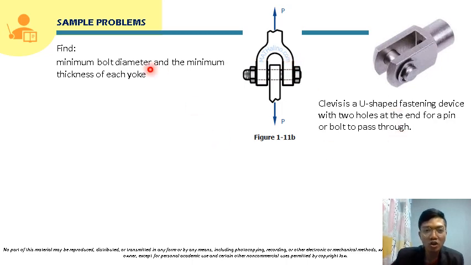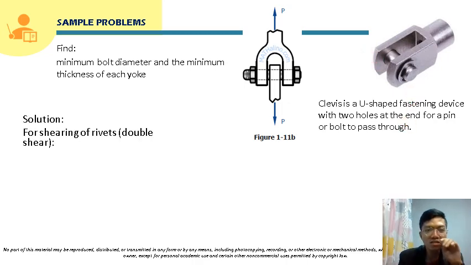Again, we are going to solve for the bolt diameter. This is the bolt that is passed through this clevis. And we're going to solve for the minimum thickness of each yoke. This is the yoke, so the thickness of the yoke is actually this thickness. Anyway, to solve this, we are going to use the allowable stresses given in the problem.